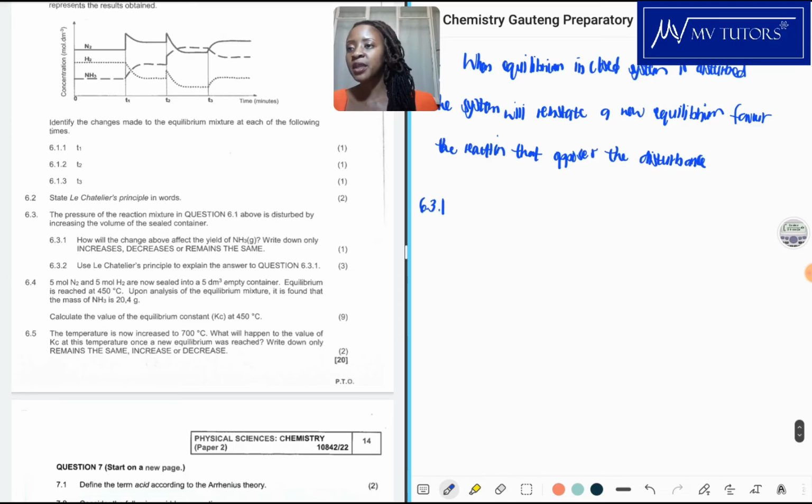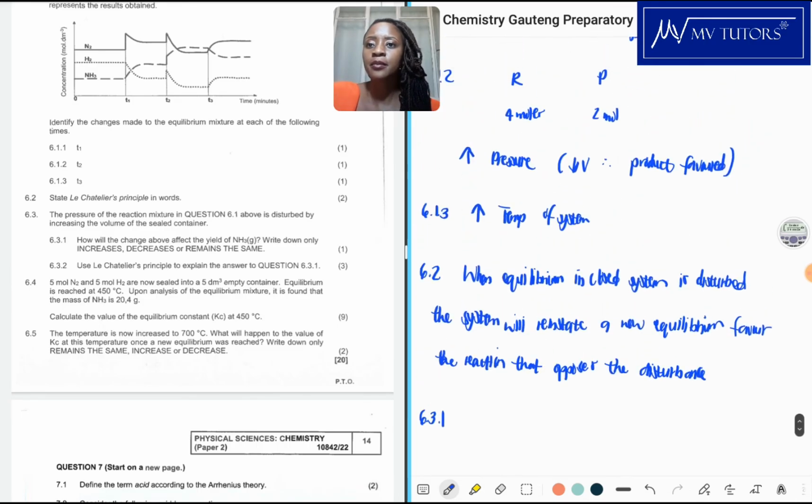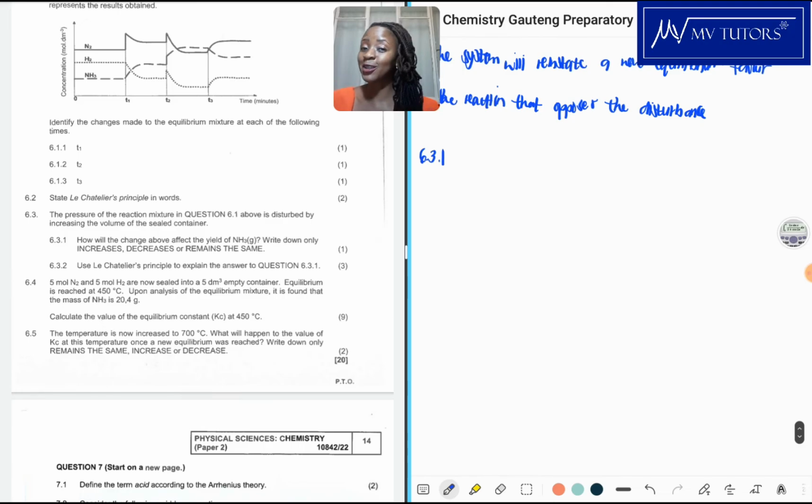So 6.3, the pressure of the reaction mixture in question 6.1 above is disturbed by increasing the volume of the sealed container. Okay, so previously the volume was decreased, so now we have increased the volume, which means that the pressure has reduced. Okay, now what's the question? No, the pressure is disturbed by increasing the volume. Okay, so it has been reduced.